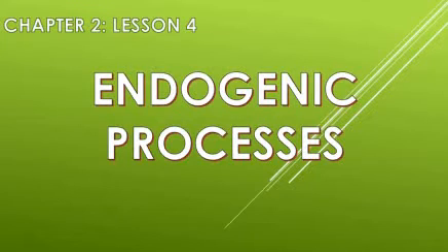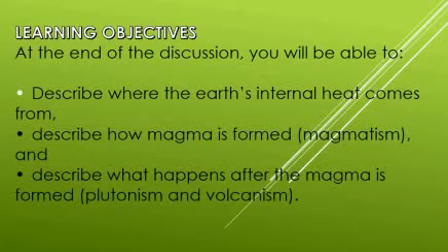Good morning, everyone. So this will be our lesson 4, endogenic processes. Now for today's lesson, these are the learning objectives. So you have to describe where the Earth's internal heat comes from, and then describe how magma is formed, magmatism, and describe what happens after the magma is formed. So we have plutonism and volcanism.